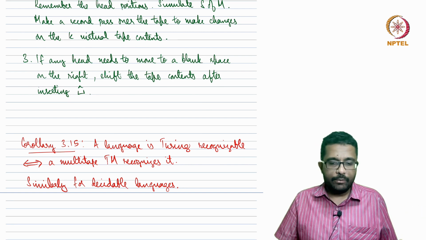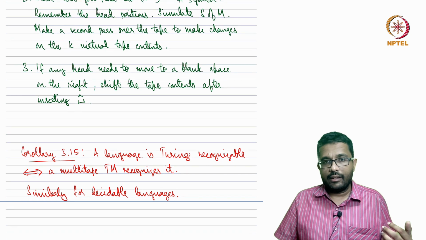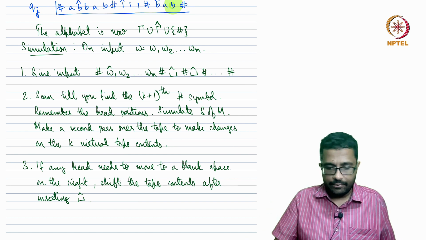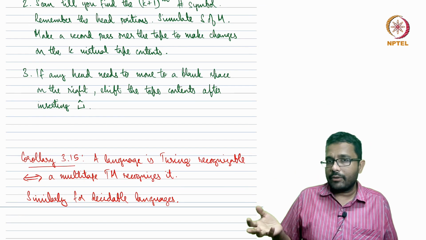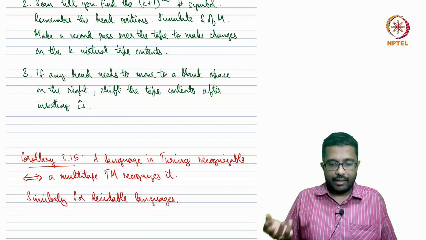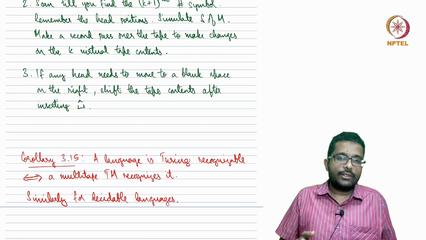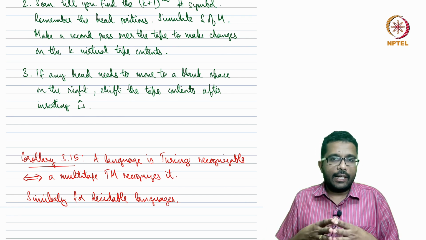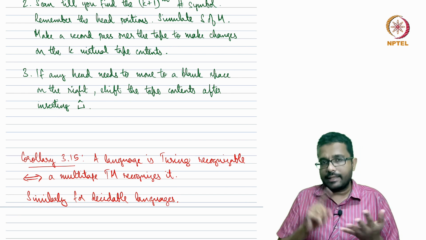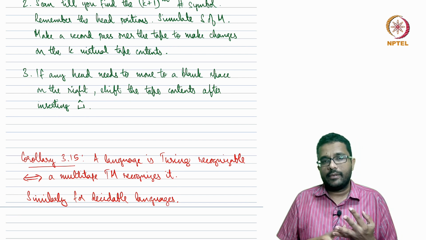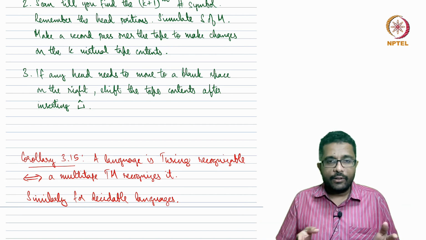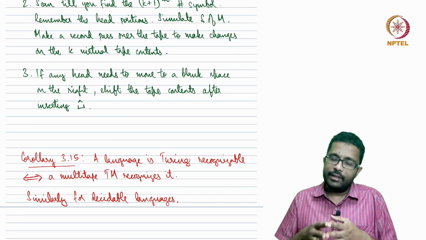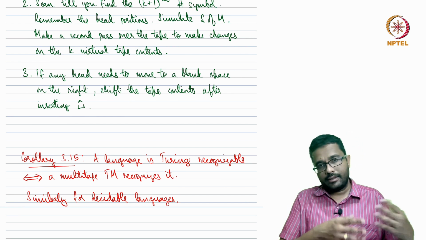So if a language was Turing recognizable in a single tape model, it's also Turing recognizable in the multi-tape model, and vice versa. It's if and only if, because multi-tape is at least as powerful as single tape. That's easy to see, and in this proof we say that it is not any more powerful. The class of languages that are Turing recognizable by single tape is exactly the class of languages that are Turing recognizable by multi-tape. So nothing more, nothing less. Same for decidable. If a language was decidable in a multi-tape Turing machine, it is decidable in a single tape Turing machine as well. Same the other way also.